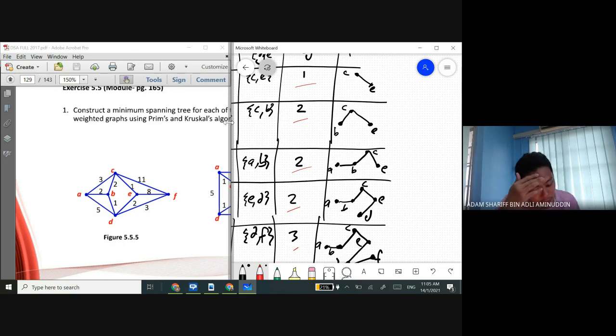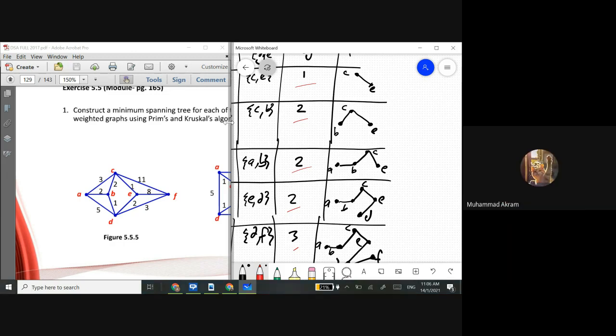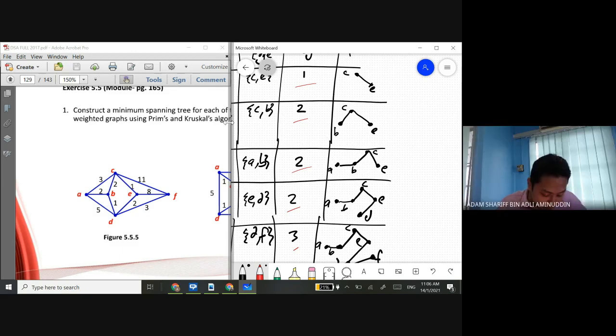Sebab dia dapat jawapan 1 campur 2, 2, berapa ni? 5 campur 3, 8 campur 3, 11. Okay, saya nak tengok logik dia betul ke tak, Syazah? So dia buat correction saya. Dia buat correction gambar kedua. Oh, gambar kedua. Dia start dengan CE 1, kemudian CB 2.